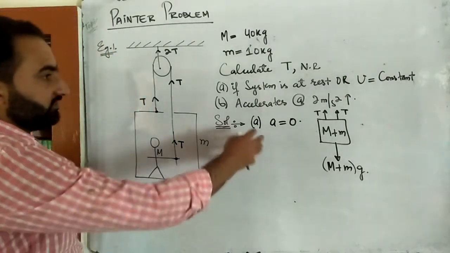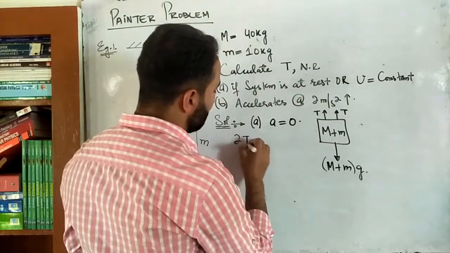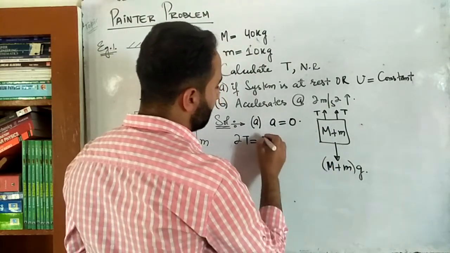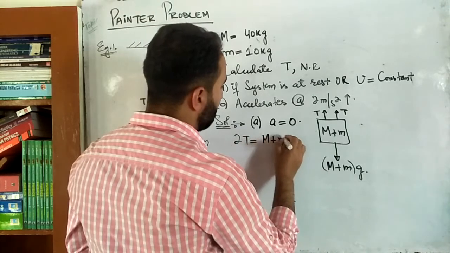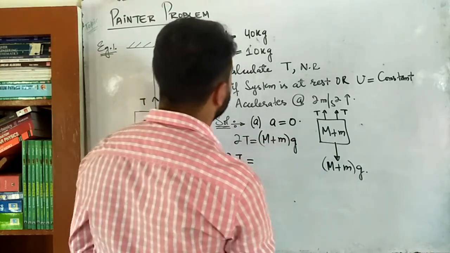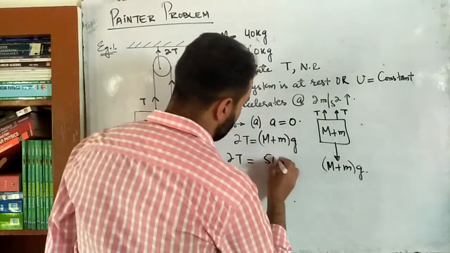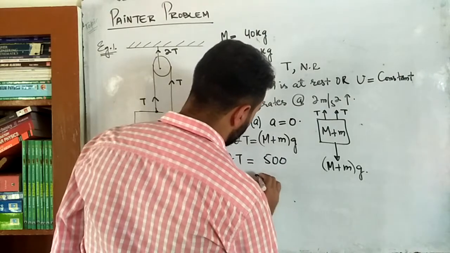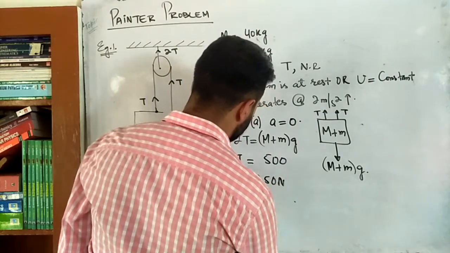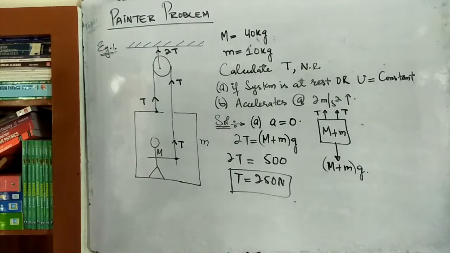Now since acceleration is equal to 0, upward force must be equal to downward force. So directly, twice T will be equal to capital M plus small m multiplied by g. How much is capital M plus small m? 40 plus 10 is 50, 50 times 10 is 500. So you have 500, which means T will be equal to 250 Newton. That means if the elevator has to be at rest, the force exerted by the person on the rope has to be 250 Newton. Okay, as simple as that.